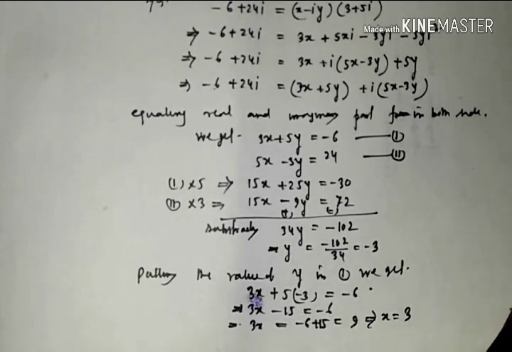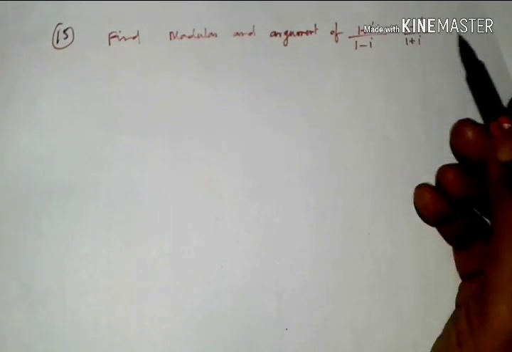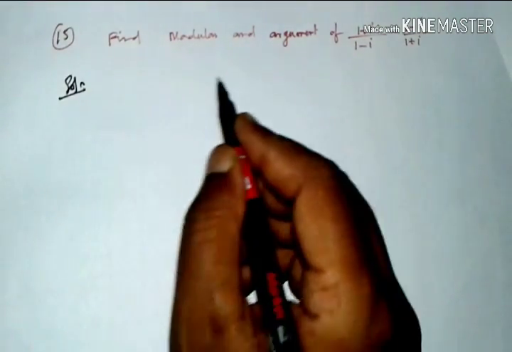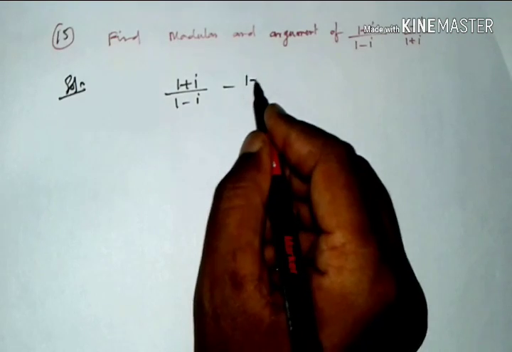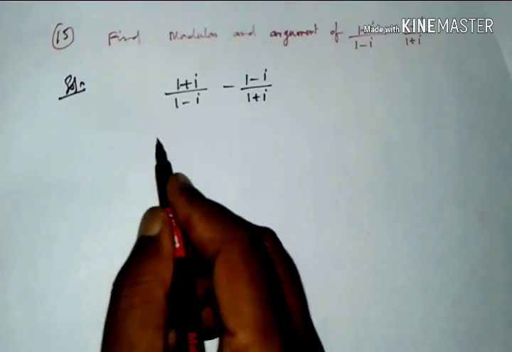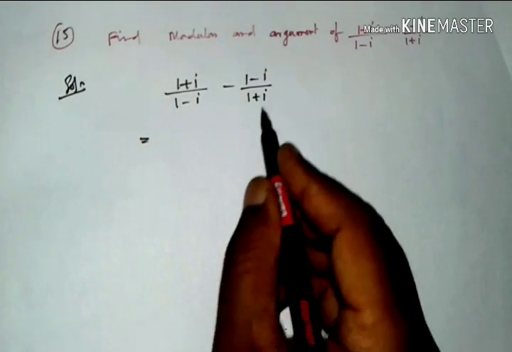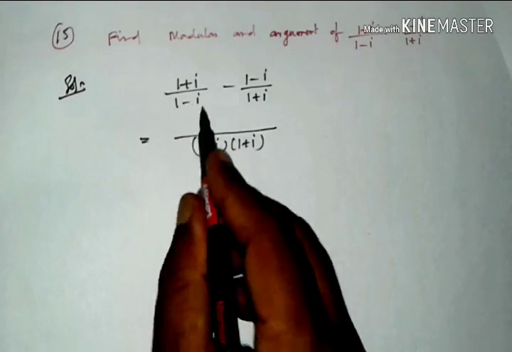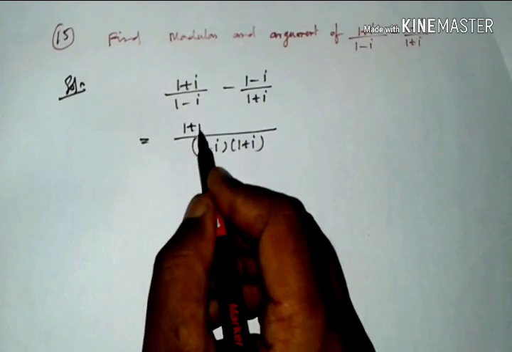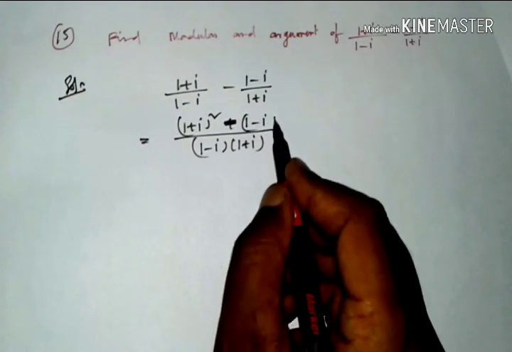That is next problem, that is find the modulus and argument of this number. Solution. That is, we write (1 plus i) by (1 minus i), minus (1 minus i) by (1 plus i). We take the LCM of 1 minus i and 1 plus i, it is (1 minus i)(1 plus i). Therefore, (1 plus i) whole square, and here minus (1 minus i) whole square.